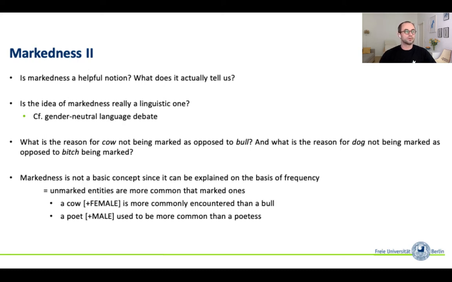And the reason is very likely simply frequency. Meaning unmarked entities are simply more common than marked ones, right? So if you ever see a cow, it's probably a female cow. That's more commonly encountered by the speakers of a language than a bull.